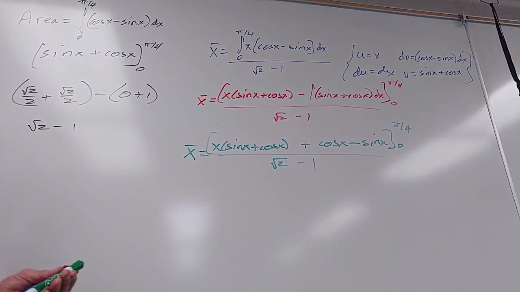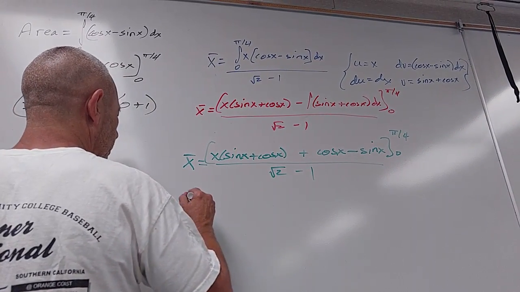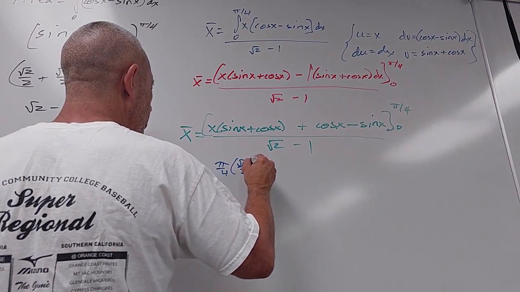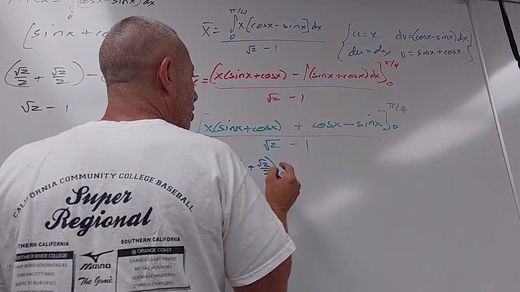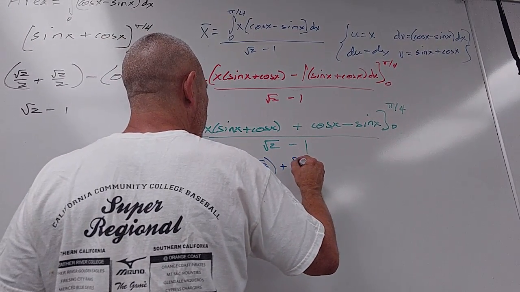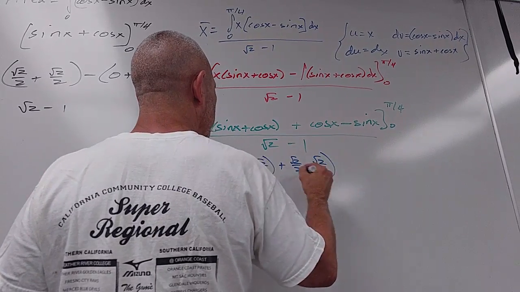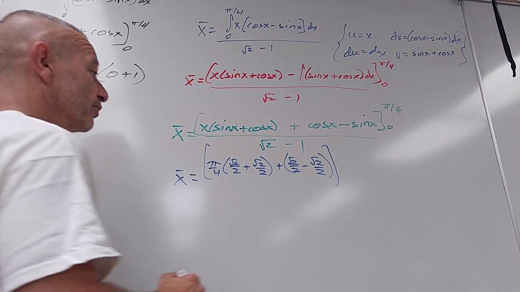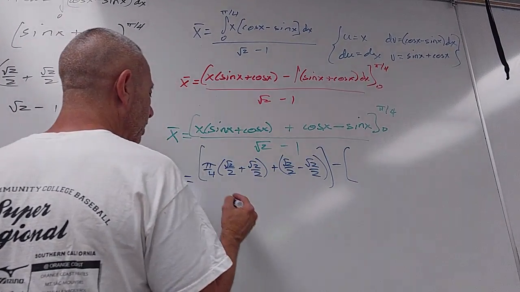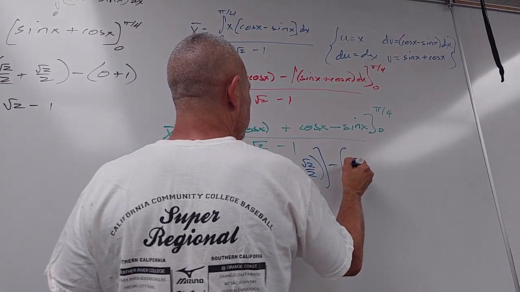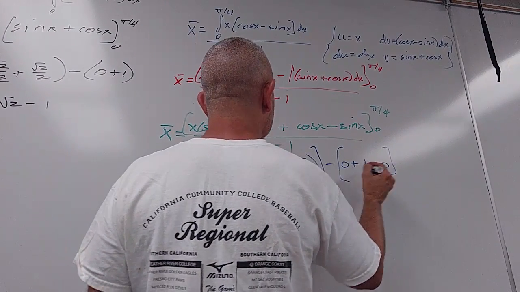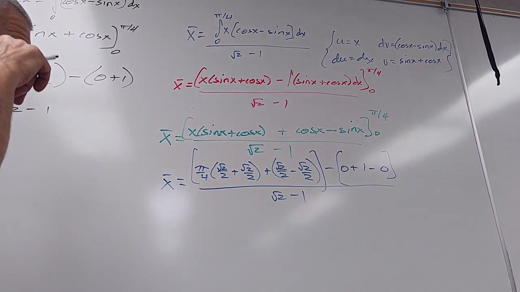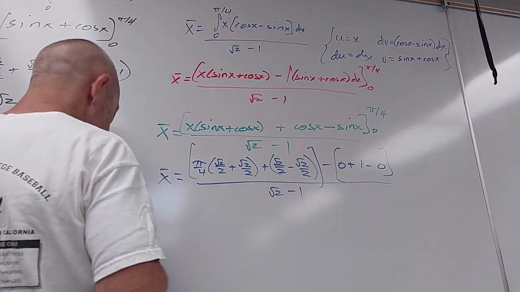And now if we let x equal pi over 4, we get pi over 4 times rad 2 over 2 plus rad 2 over 2, plus rad 2 over 2 minus rad 2 over 2. All of that was what was happening when we plugged in pi over 4. Now subtract, plug in 0, and you get 0 plus 1 minus 0, all divided by rad 2 minus 1. So, of course, these two guys annihilate each other, don't they?